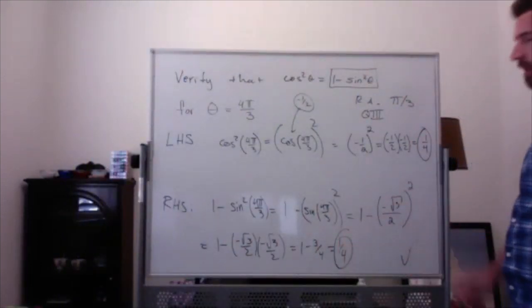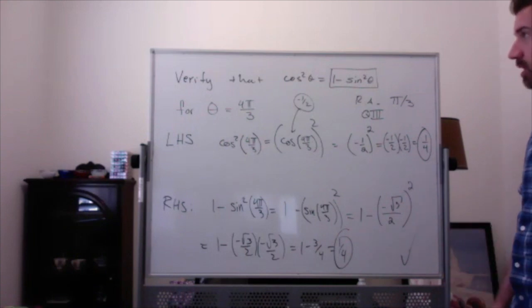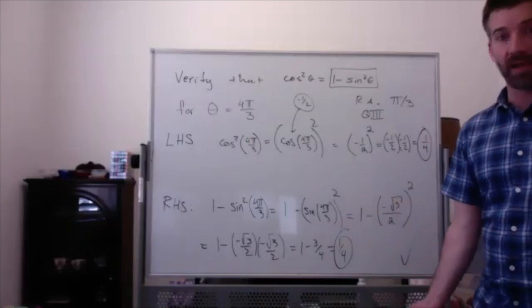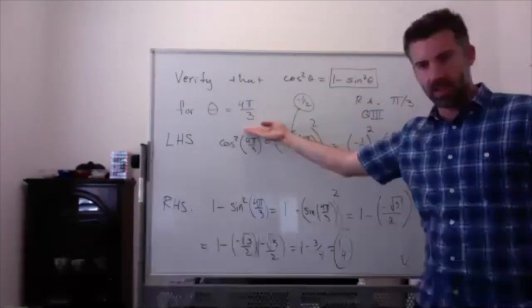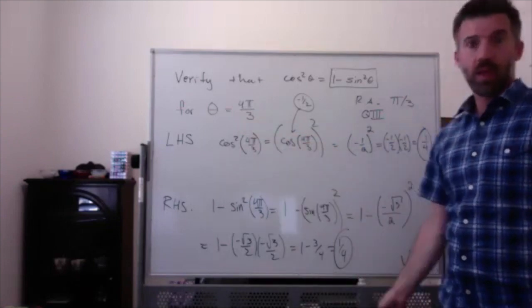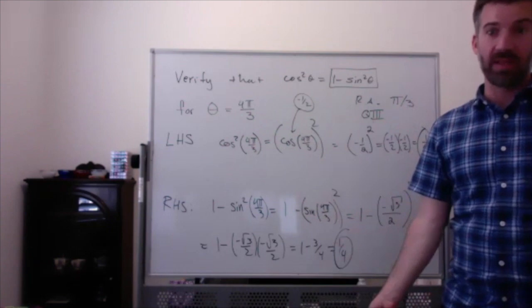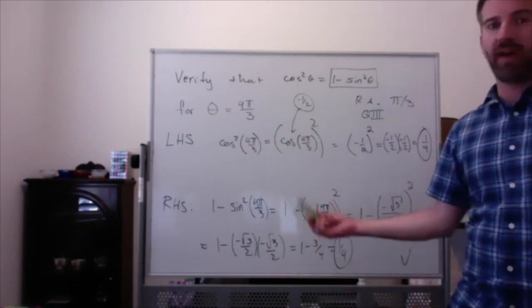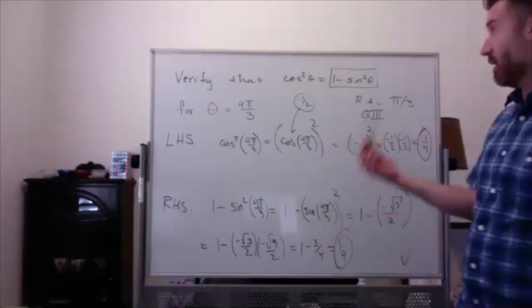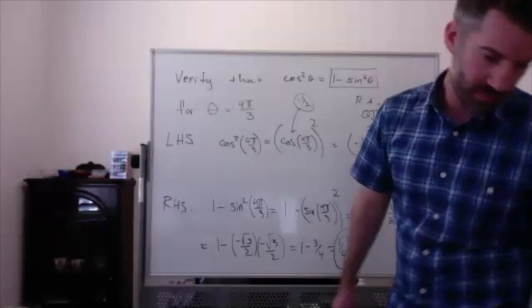So then I like to make a check mark. But yeah, I did it. It's what I want it to be. So this is an example of verifying that this trigonometric identity is true for this particular angle value. And this should work for any angle that is in the domain of the expression. So I could have picked pi over 4 or 5 pi over 6 or anything, and this should be true. It is true. We can show it's true.